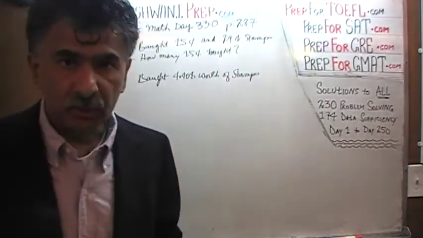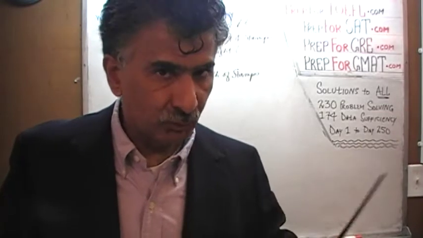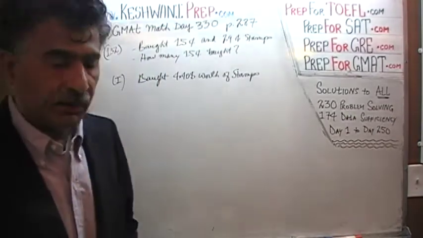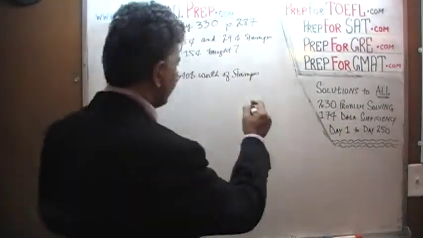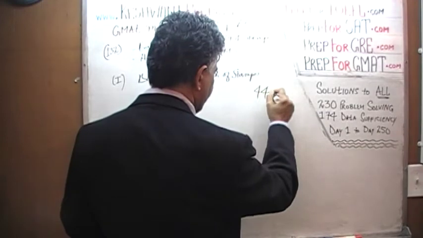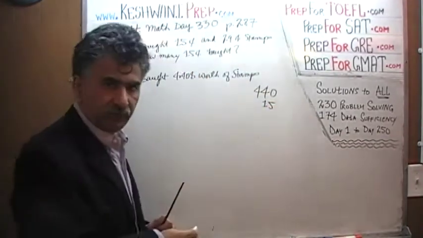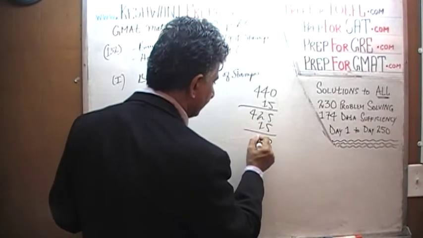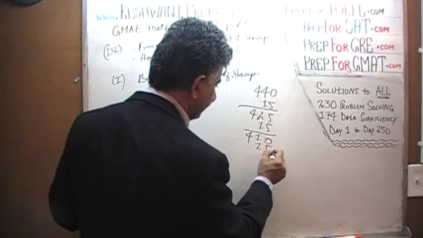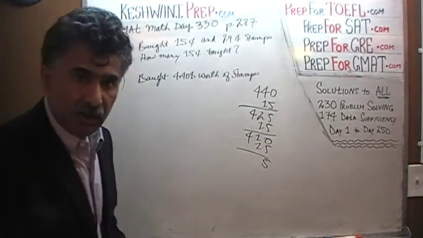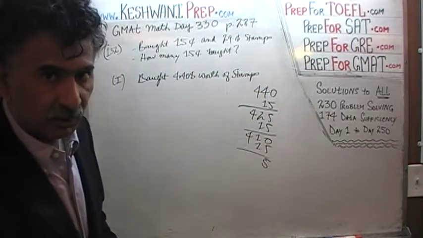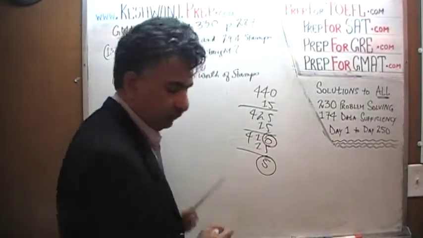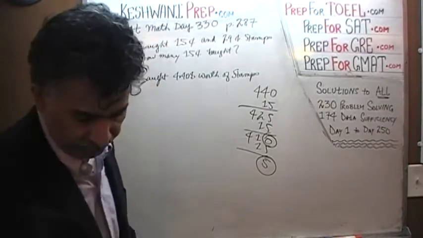Now the quickest, easiest way to look at it is to solve it logically rather than algebraically. Here's what we have to understand: we started out with $4.40. Whether you buy one 15-cent stamp, or two, or three 15-cent stamps, the amount that we're going to be left over, listen very carefully, is either going to end in a 5 or a 0. Now let's see how I can write it here.